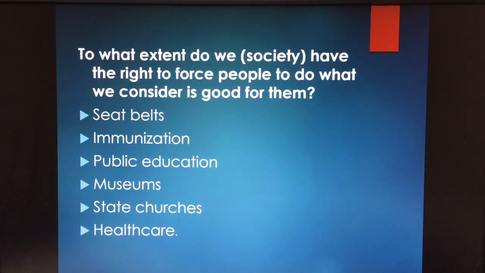In a society, we have to ask questions about what right we have to exert pressure on others to get them to do things that are good for them. For instance, to require that people support museums or provide public health care so that those who can't afford it can have health care. We have seatbelt laws. We require immunization. We have public education, and children up to a certain age are required to attend school. We don't have state-supported churches in the U.S., but they do in the U.K. and other countries.